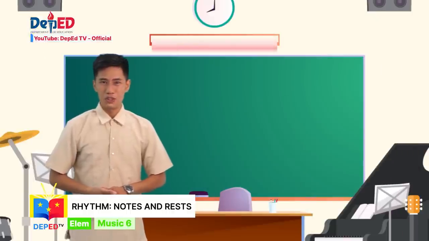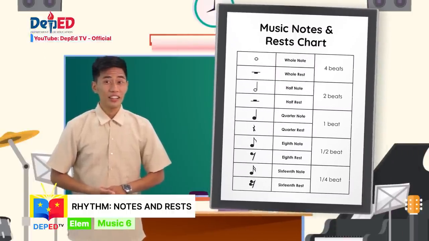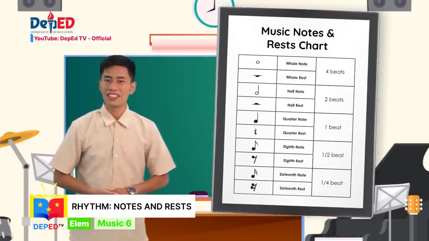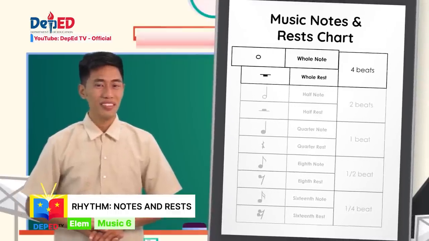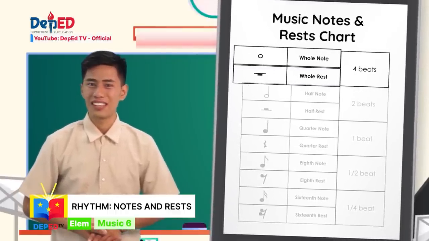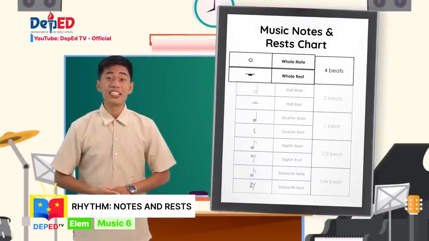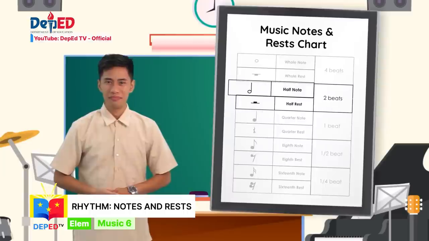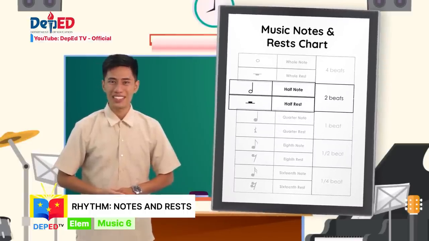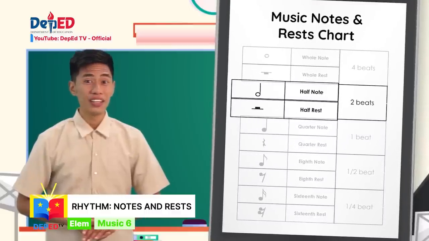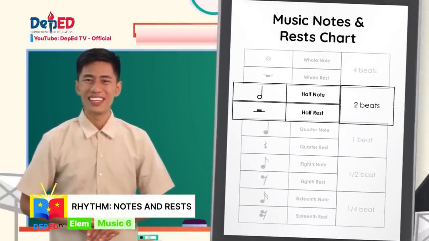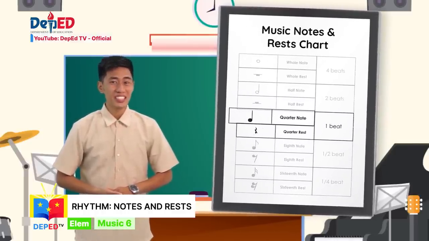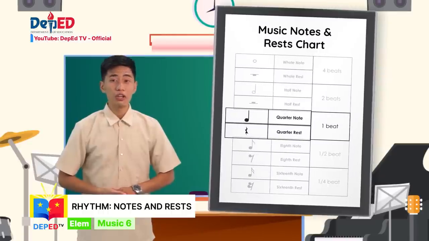Let's take a look at this picture. In this chart, we can see the symbols and the values of both notes and rests. This is whole note, and this is whole rest. Their value is 4 beats. This is half note. This is half rest. And their value is 2 beats. This is quarter note. And this is quarter rest. Their value is 1 beat.